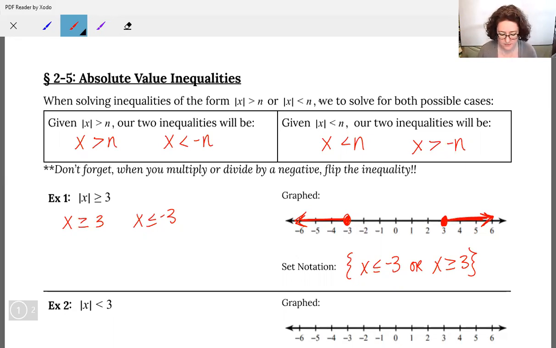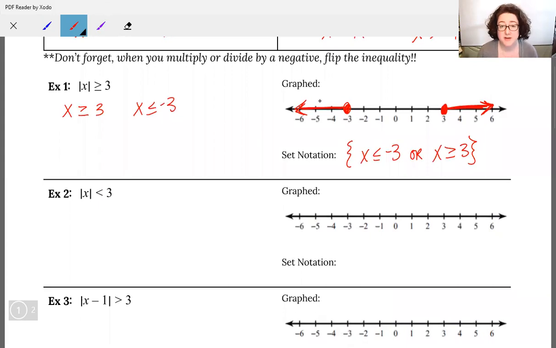Okay, example 2. Now we're looking at the absolute value of x is less than 3, so our two versions. The first one, we don't change our order at all. The second one, we're changing it to a -3, so that means we flip the direction of our inequality: x is greater than -3. Again, no need to solve anything out, we already have x by itself. So x is less than 3 means we have an open circle, and we're shading below the 3. X is greater than -3, so open circle, shading above, and we actually have our sections overlapping in the middle.